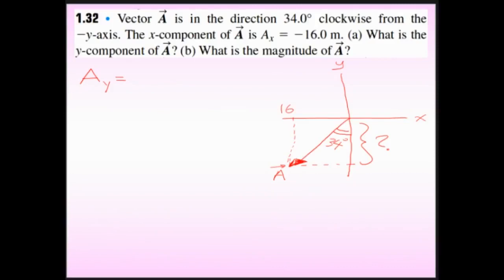So SOHCAHTOA, yes. Everyone, instead of saying AY, I'm going to erase it and write what? Tan of 34. Go ahead. Tangent. This is part A. Tangent of 34. Can someone give me what's tangent of 34? To 4 digits. Point what? Point something. Come on. 0.6745. Equals.